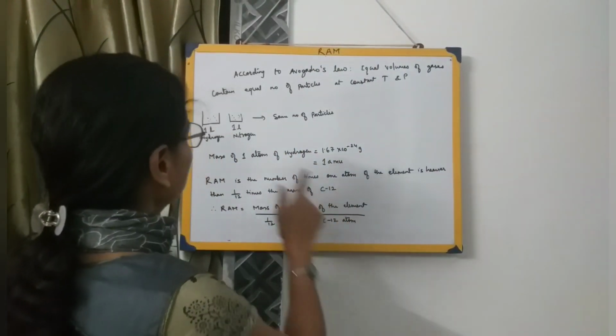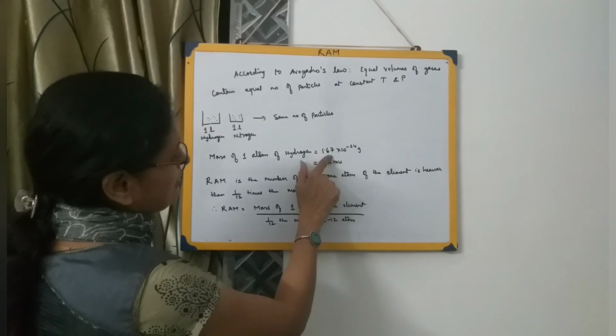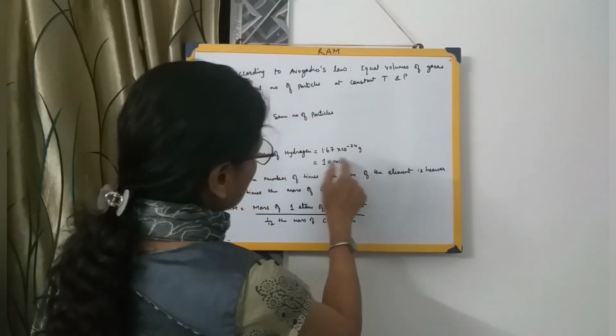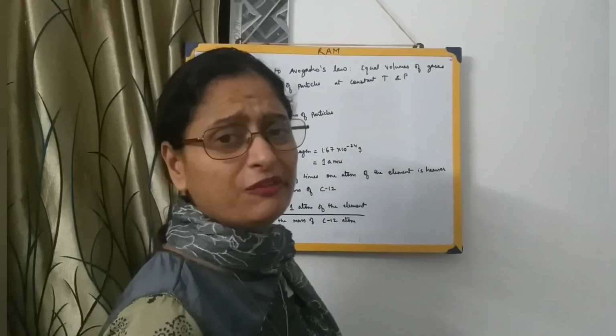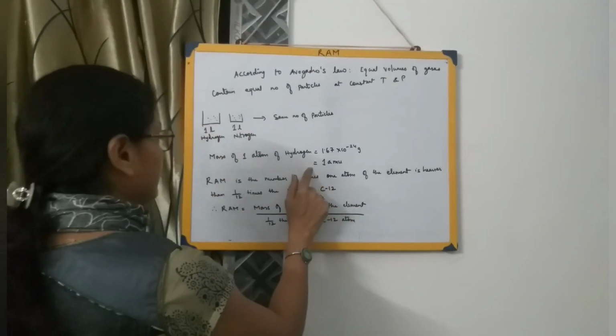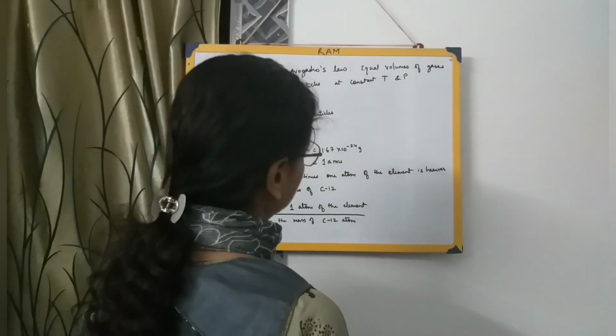And one more thing, here I have written the mass of one atom of hydrogen, we are taking it as 1.67 into 10 raised to minus 24 gram, that was found out. And this also is in fractional minus 24, so this becomes difficult for calculation. So for the sake of simplicity, we are writing it as 1 AMU, that is 1 atomic mass unit.